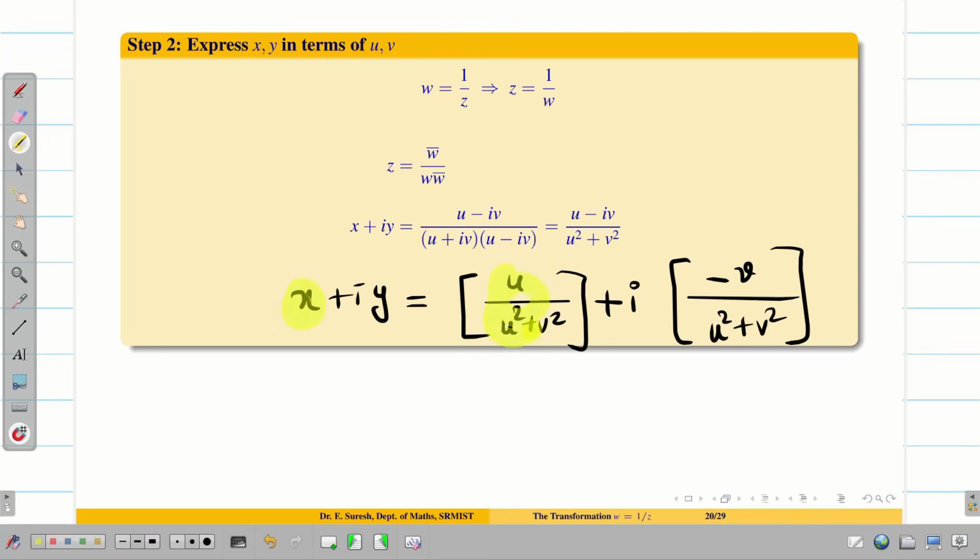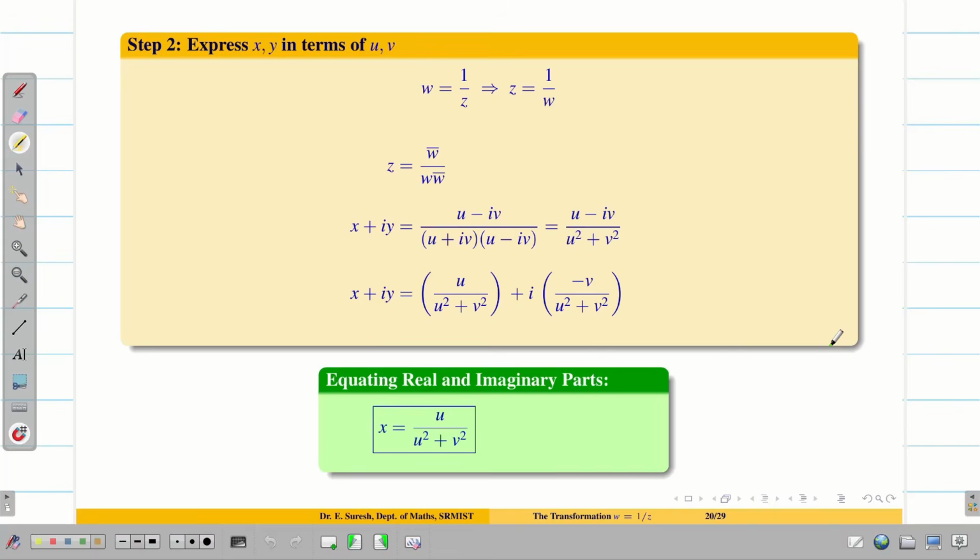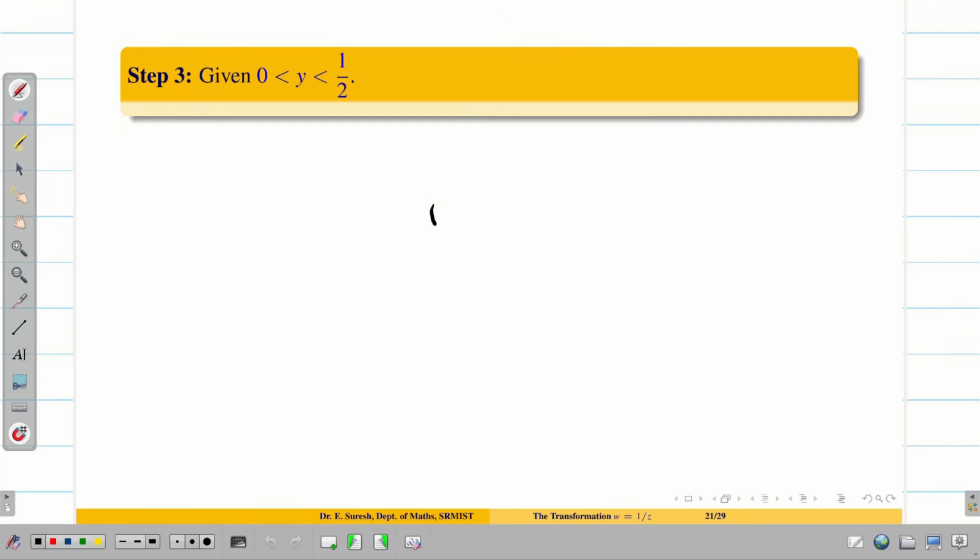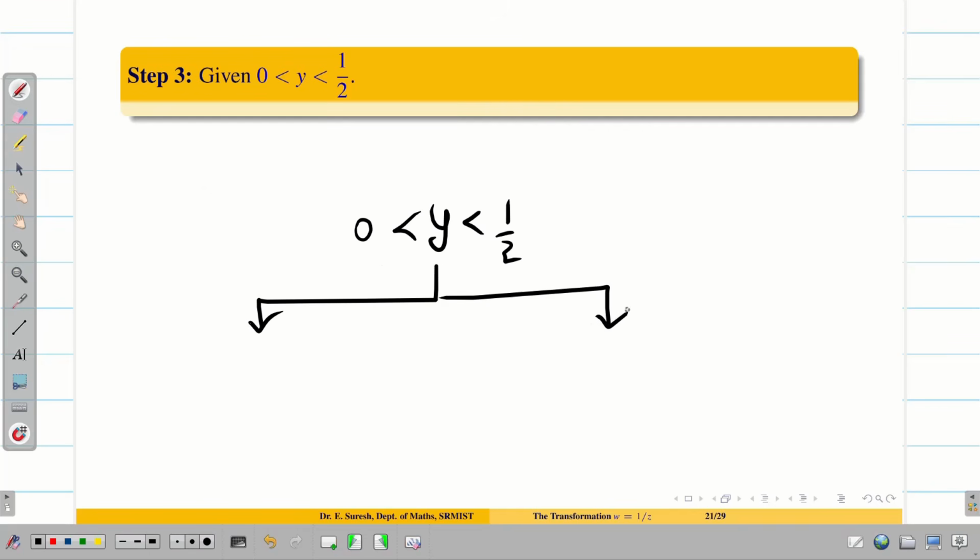Therefore, now I can equate the real and imaginary parts. My X is U by U square plus V square and my Y is minus V by U square plus V square. So we found the value of X and Y in terms of U and V. Next, step 3. We have to take the given strip Y lies between 0 to 1 by 2. In the previous videos also, we saw how to solve this. Split and conquer. Take this part 0 less than Y. And next, we have to take the other part y less than 1 by 2. We have to solve one by one.